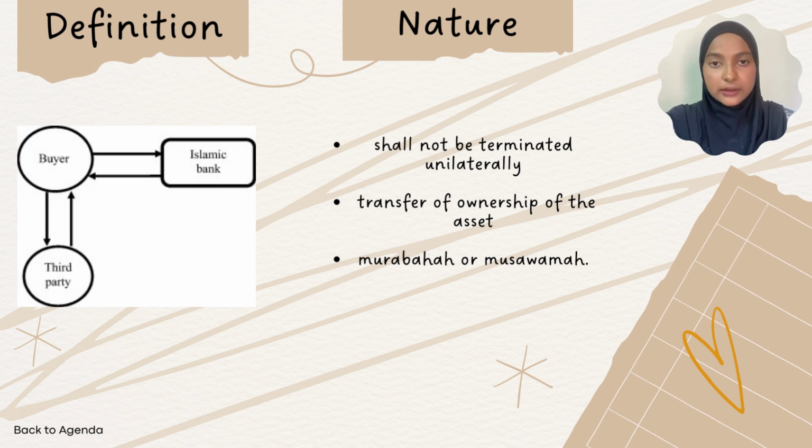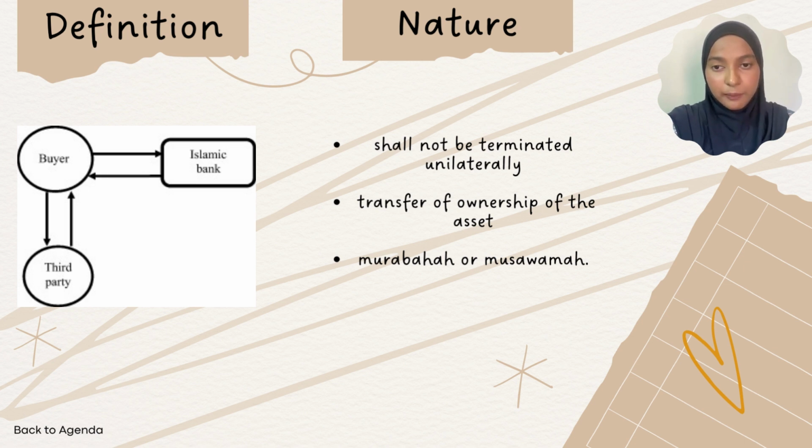There are three natures of Tawarruq contract. Firstly, each sales and purchase contract in Tawarruq is binding in nature and should not be terminated unilaterally by the other contracting parties. Second, the common inherent nature of each sales and purchase contract in the Tawarruq is the transfer of ownership of the asset from the seller to the purchaser for a consideration.